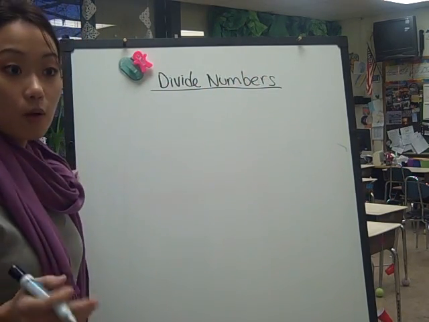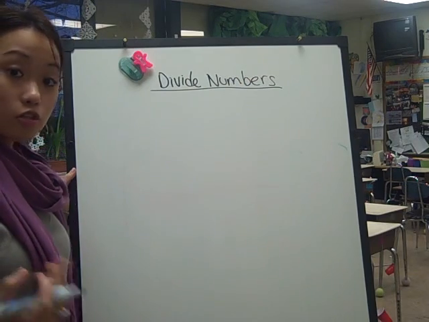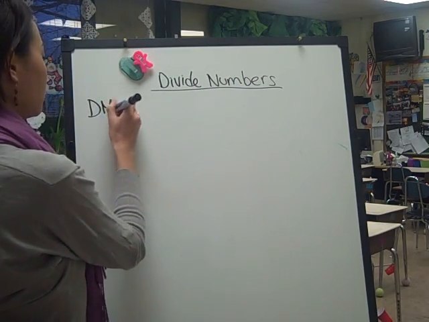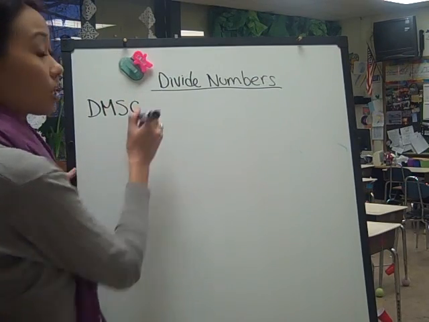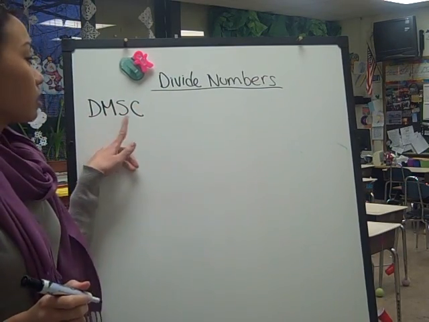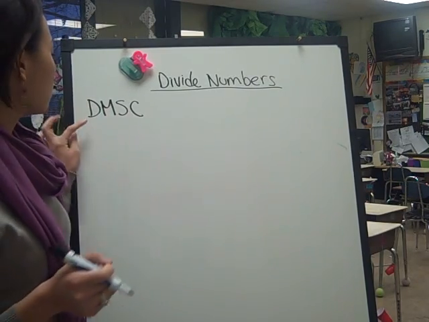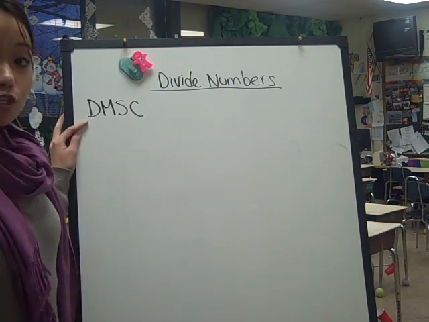Now most of you should know how to divide numbers, and basically you're using 4 steps. Divide, multiply, subtract, and then compare. Does McDonald's sell Coke? Does McDonald's sell cheeseburger? Either one works. D stands for divide, which is our first step.